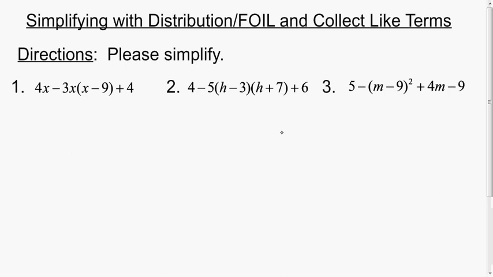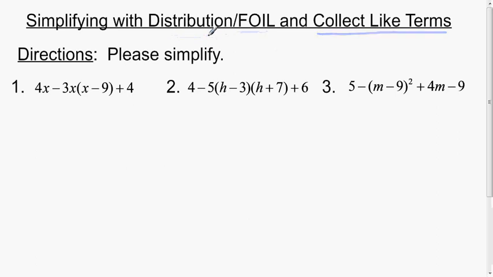Okay, here we're going to look at simplifying variable expressions with distribution and FOIL and collecting like terms. This is decently straightforward if you know these two skills of distribution and FOIL and collecting like terms. The thing that you need to be mindful of is just doing them in that order if they both appear in a problem.